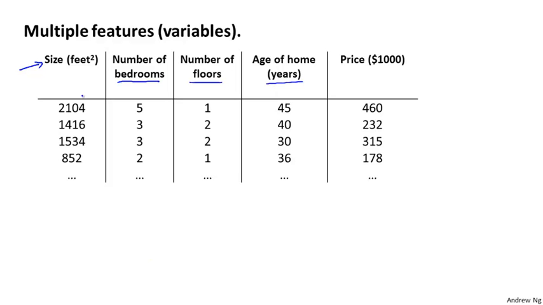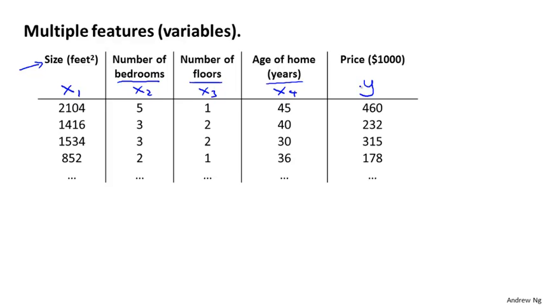To introduce a little bit of notation, and we sort of started to talk about this earlier, I'm going to use the variables x subscript 1, x subscript 2, and so on to denote, in this case, my 4 features, and I'm going to continue to use y to denote the output variable, the price, that we're trying to predict. Let's introduce a little bit more notation.